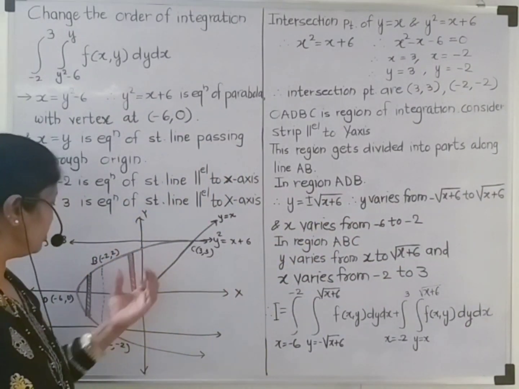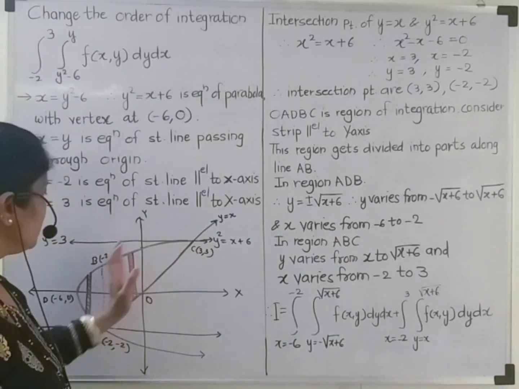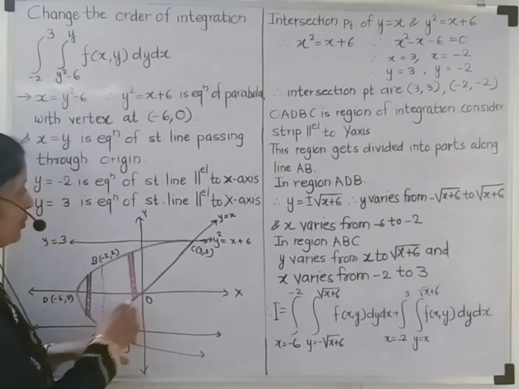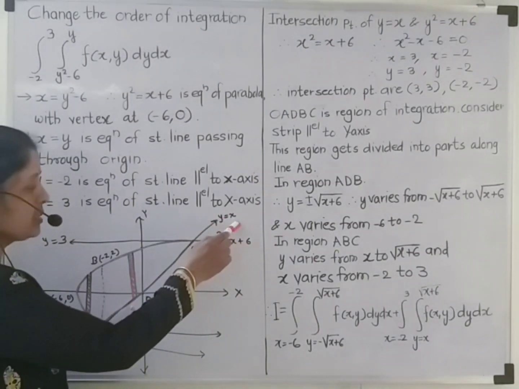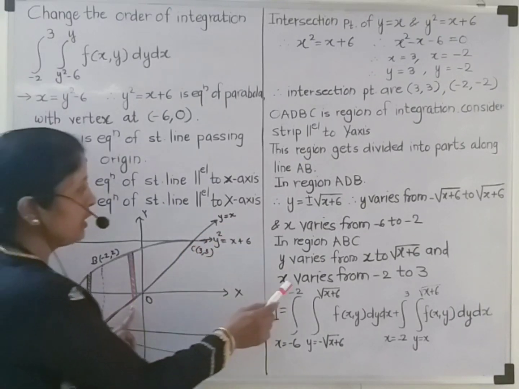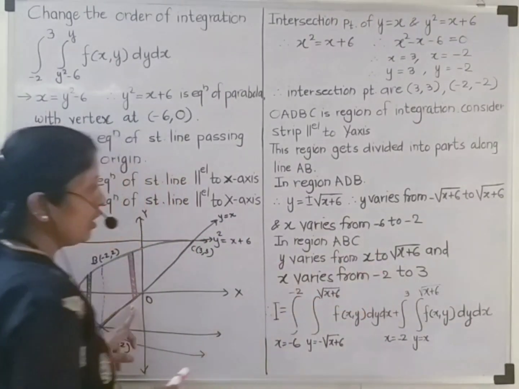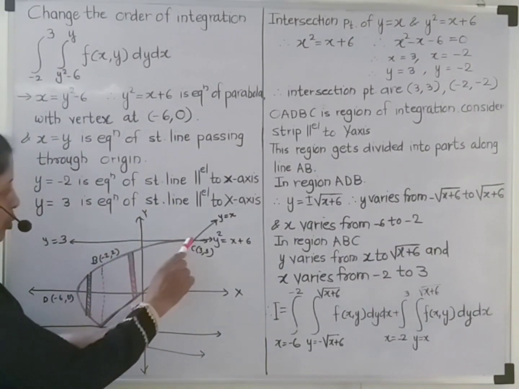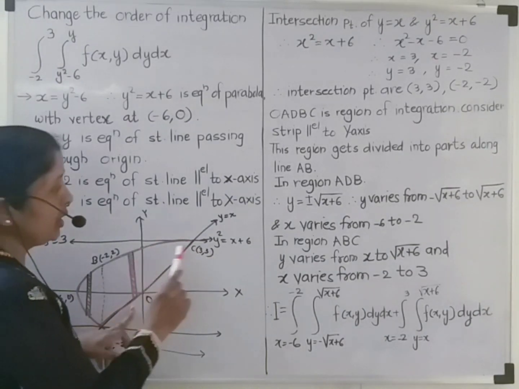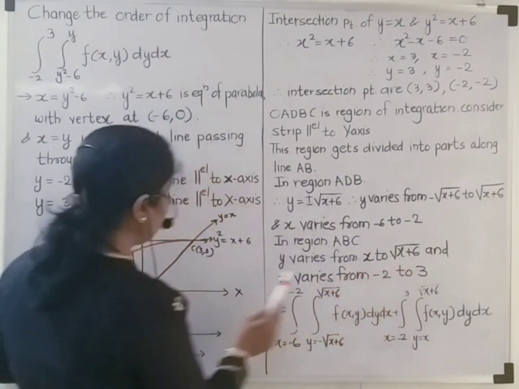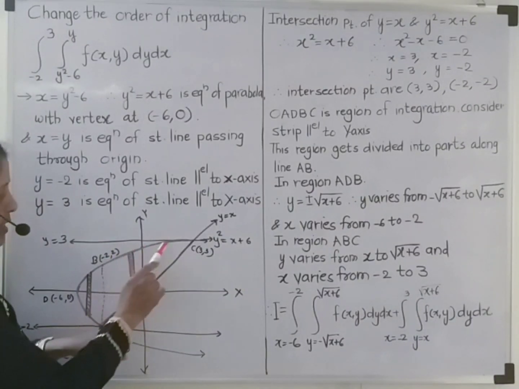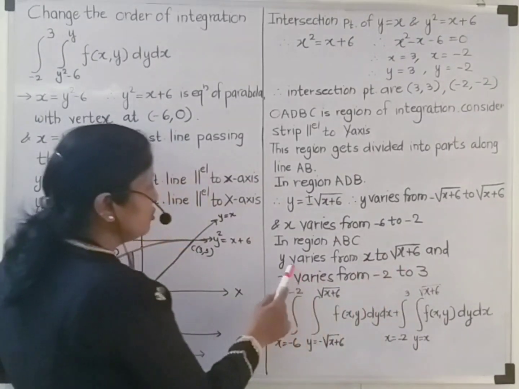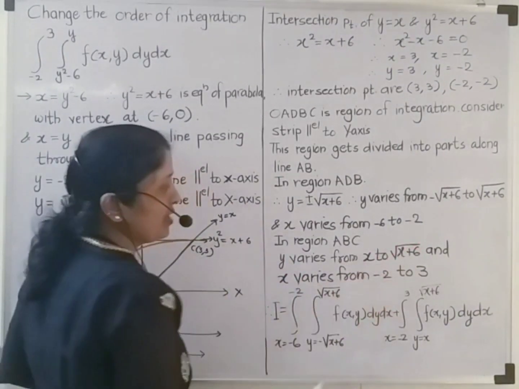Now come to the second region, that is ABC. In this region ABC, look at the end points of the strip. The lower end of the strip is along this straight line y equal to x. It means this is the lower limit for y. About the upper limit, the upper end of the strip is on the curve, the parabola. So from the equation of the parabola, you can get the value of y as root of x plus 6. Since this upper end is in the second and the first quadrant, we will consider the positive value of the square root. So y varies from x to root of x plus 6.